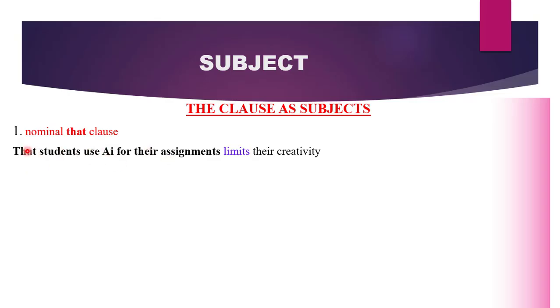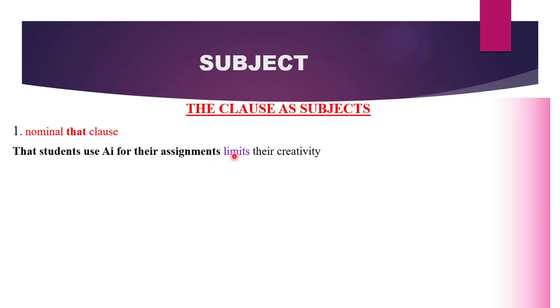Whenever you have that clause coming before the main verb in the sentence, then the whole of this clause will function as your subject. You can replace it with the word it. Let's try to replace that students use AI for their assignments with the word it. We can say it limits their creativity. Therefore, what limits their creativity? That students use AI for their assignments. So together, this is functioning as a subject. So that clauses function as subjects when they occur before the main verb.